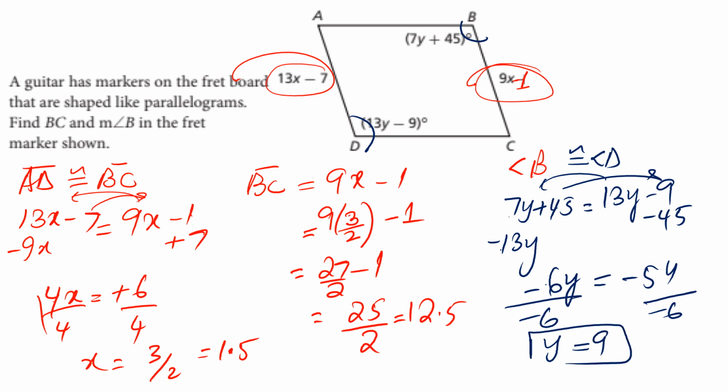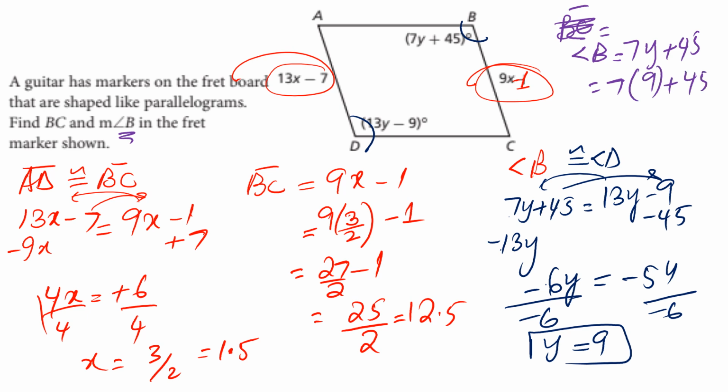Now we have to find angle B. BC we already found. Angle B is equal to 7y plus 45. So replace y by 9. 7 times 9 is 63, and 63 plus 45 gives us 108. So this is 108.